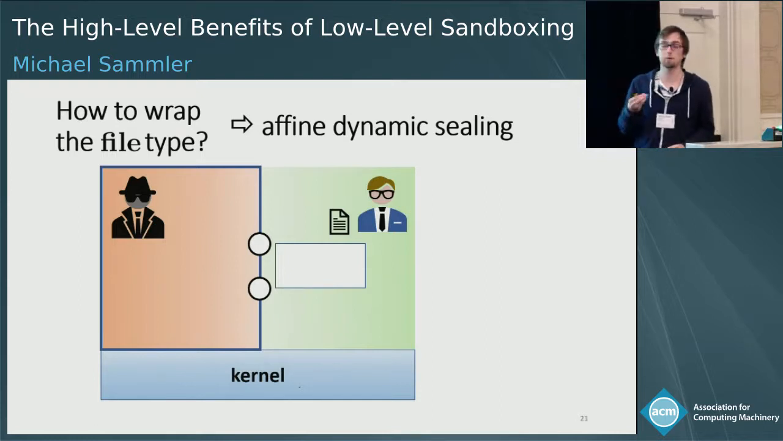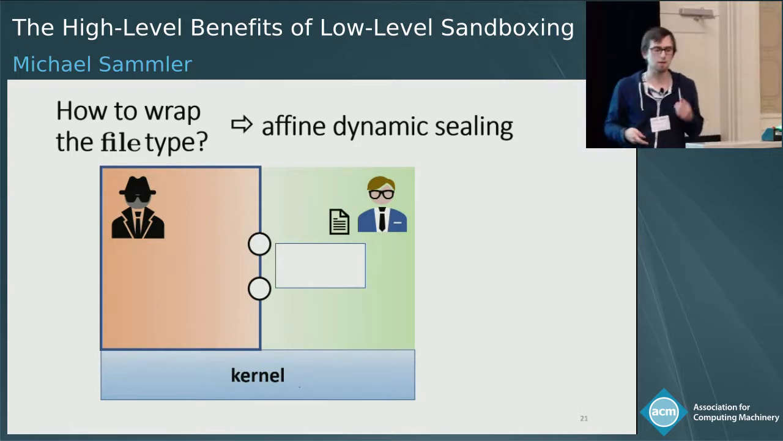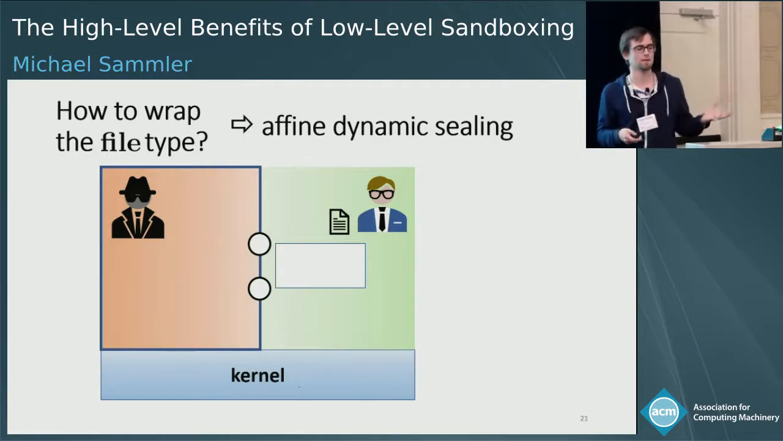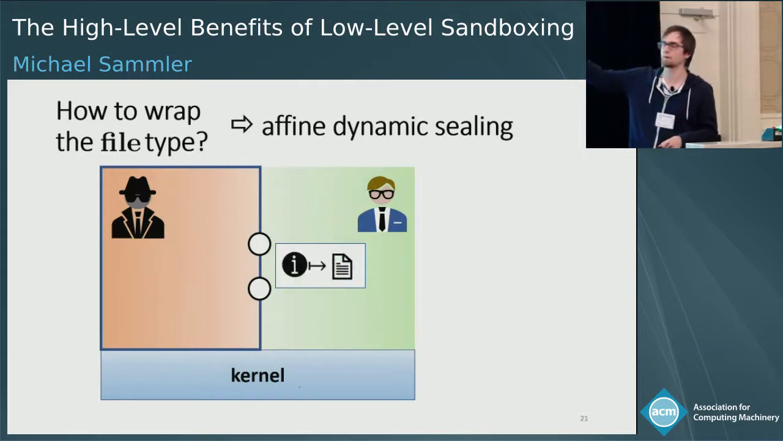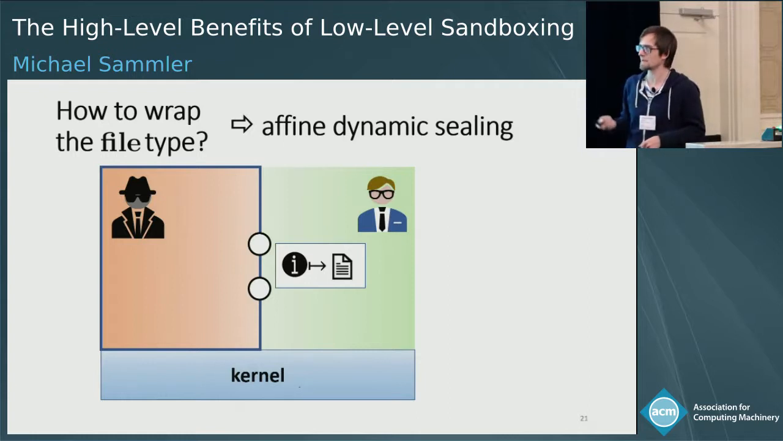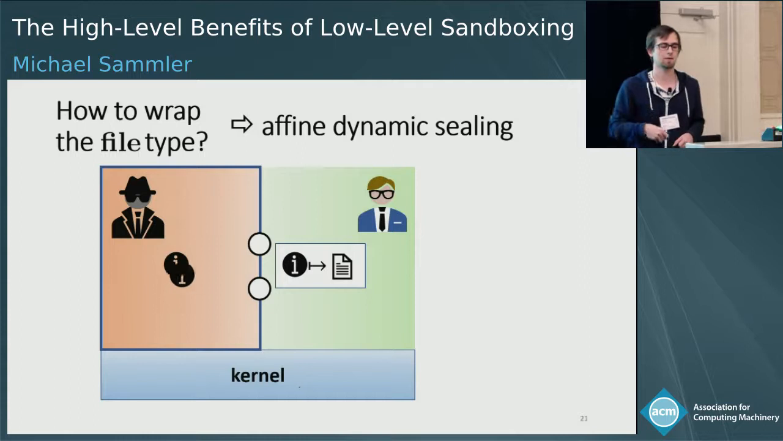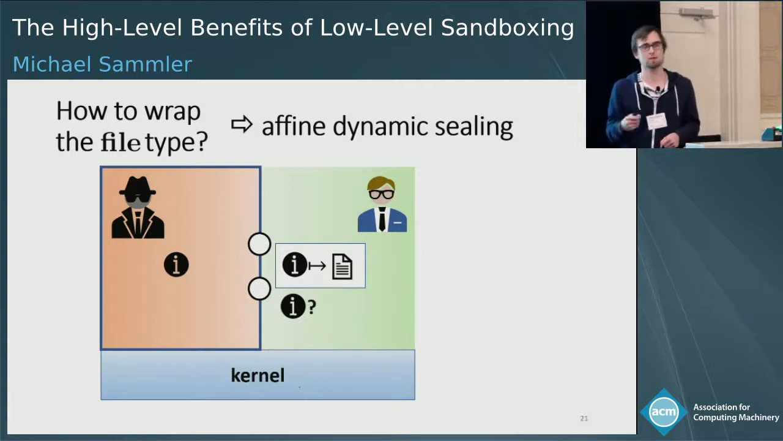What we do is we use dynamic sealing, and do a novel adaptation of dynamic sealing to this affine setting. The first observation is that the untrusted code cannot open files directly, but instead the files must have come from the trusted code. So when the trusted code exports a file to the untrusted code, we create a fresh token and then pass that token to the untrusted code. The untrusted code can then use that token to pass it back to the trusted code.